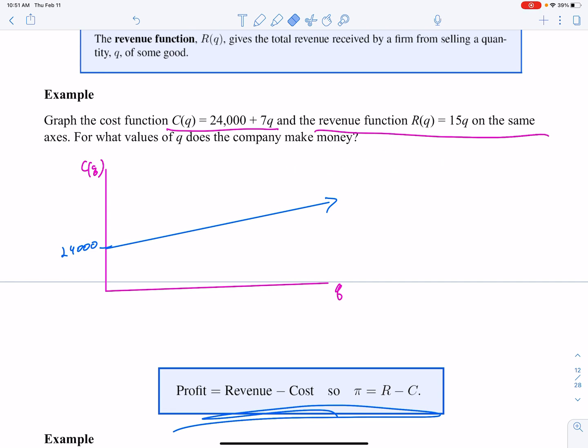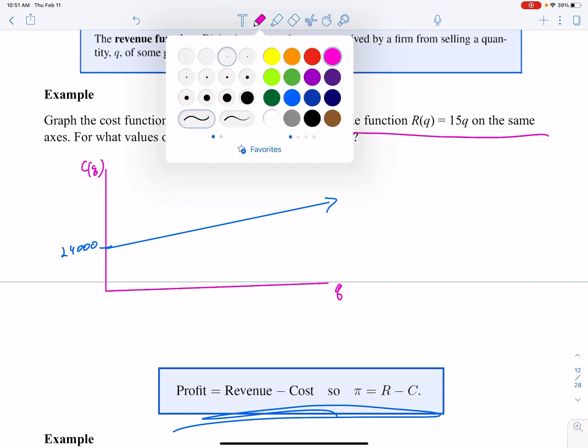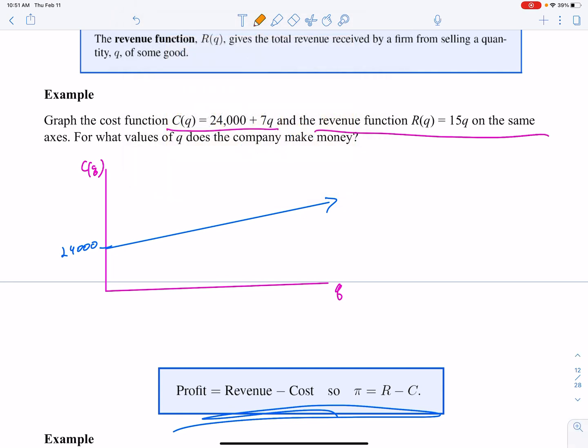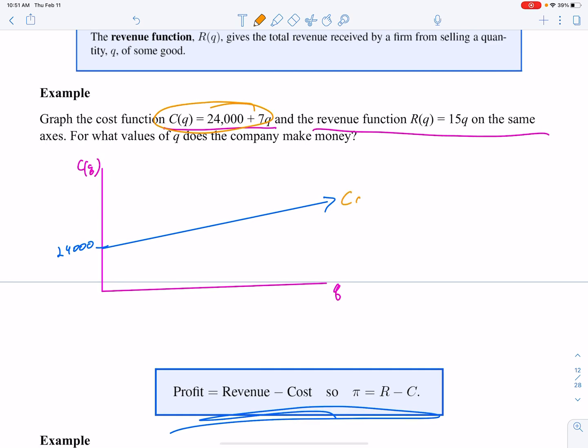There we go. All right, and then we're going to graph. So we graphed C of Q, the cost function, that's the blue one. Let's label it C of Q. And then R of Q, the revenue function, is 15Q. So in terms of mx plus b, the y-intercept is 0 on this one, right? So 0 with a slope of 15, which is bigger than 7. Again, this is not to scale, but it's going to look like that. It's got a bigger slope than the cost equation.